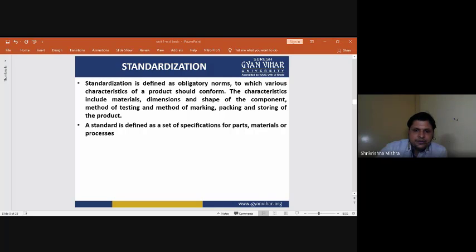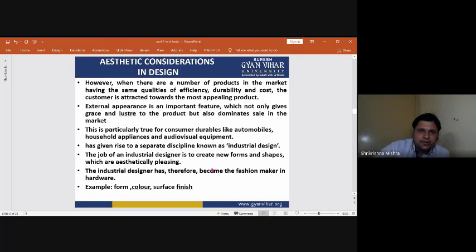So, standardization is a very important step while designing. If your parts are not of standard dimensions, then the machine or the product which you are going to design and bring to the market will not be feasible, and it will not be used by the consumer. All right, there are always standards for everything. There are standards for materials, their chemical composition, mechanical properties, as well as heat treatment.